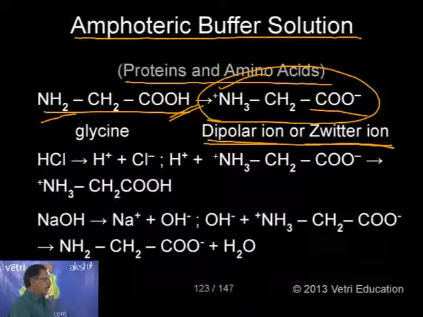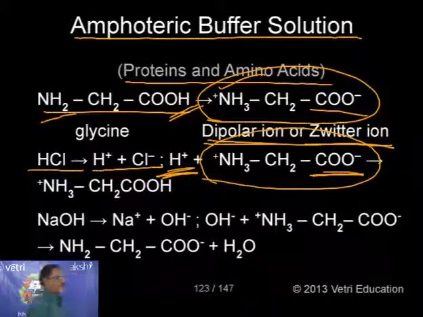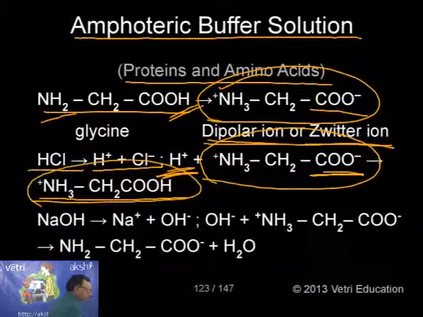Let me come forward. Suppose I add a few drops of HCl, which is a strong electrolyte, as I have already discussed, providing H plus and Cl minus by ionization. Now this H plus combines with the dipolar ion at COO minus, converting it into the corresponding acid, NH3 plus CH2COOH. So the zwitterion becomes a positive ion, NH3 plus CH2COOH. The added H plus is getting neutralized by converting into the corresponding acid.